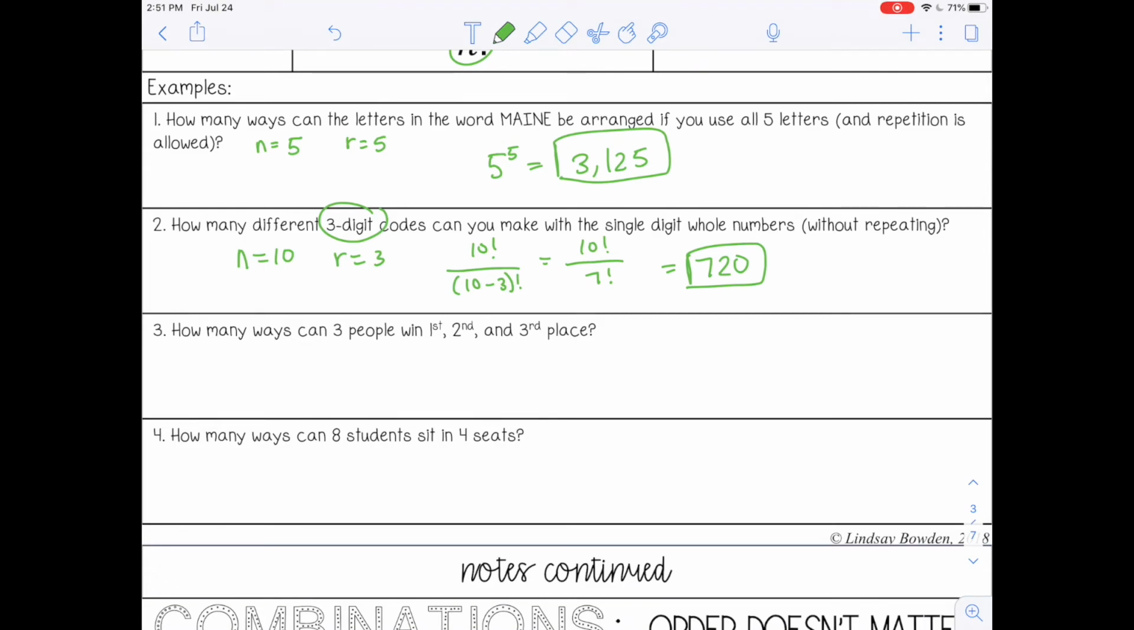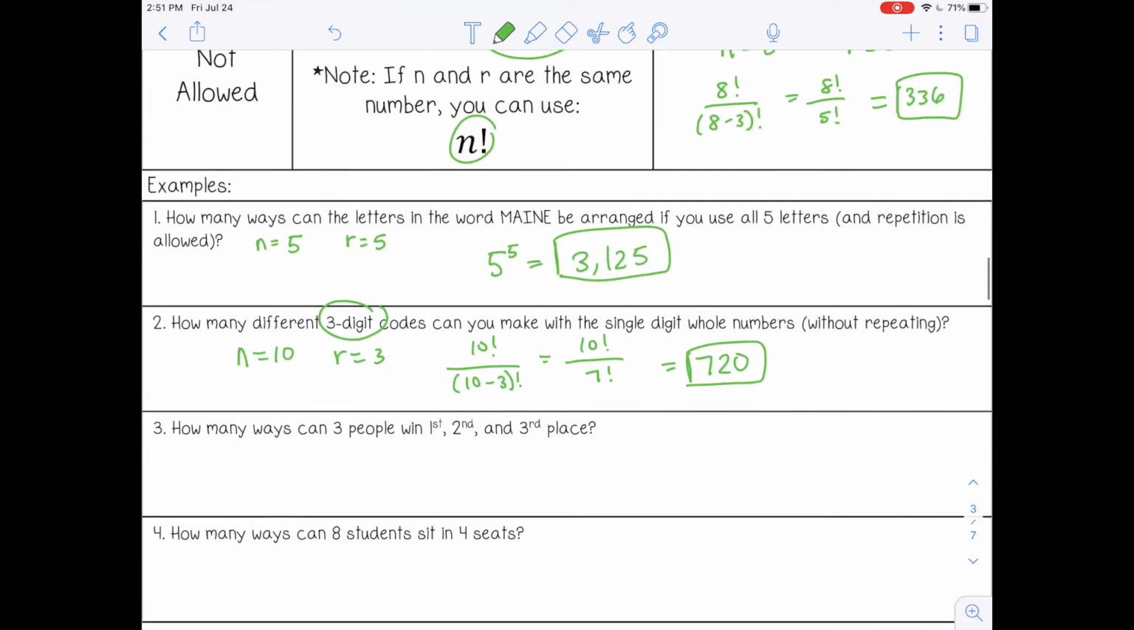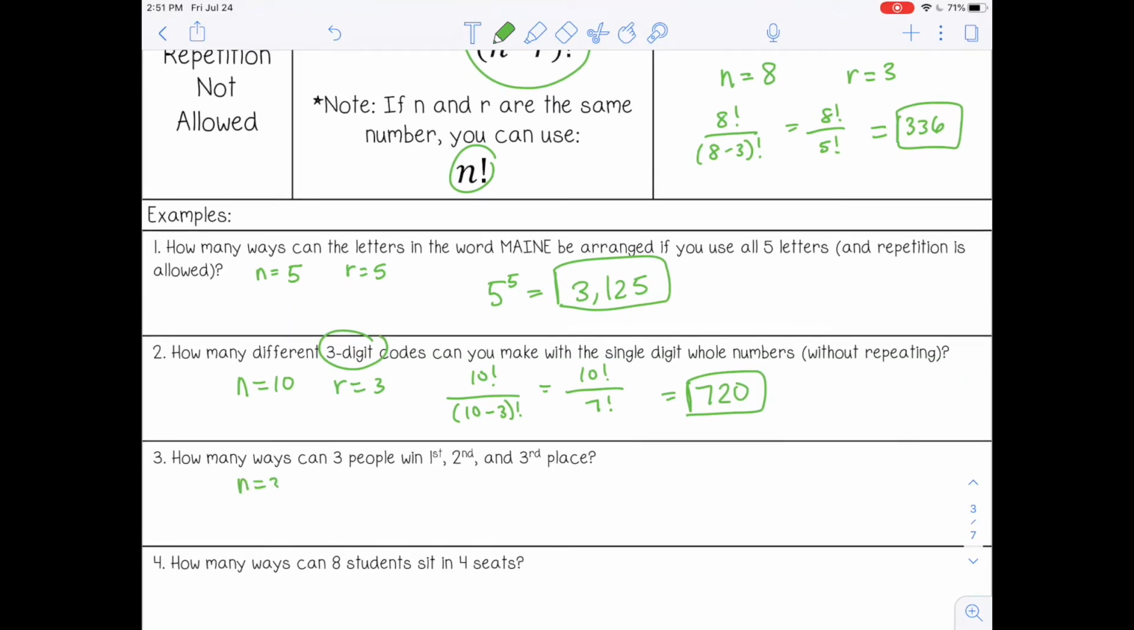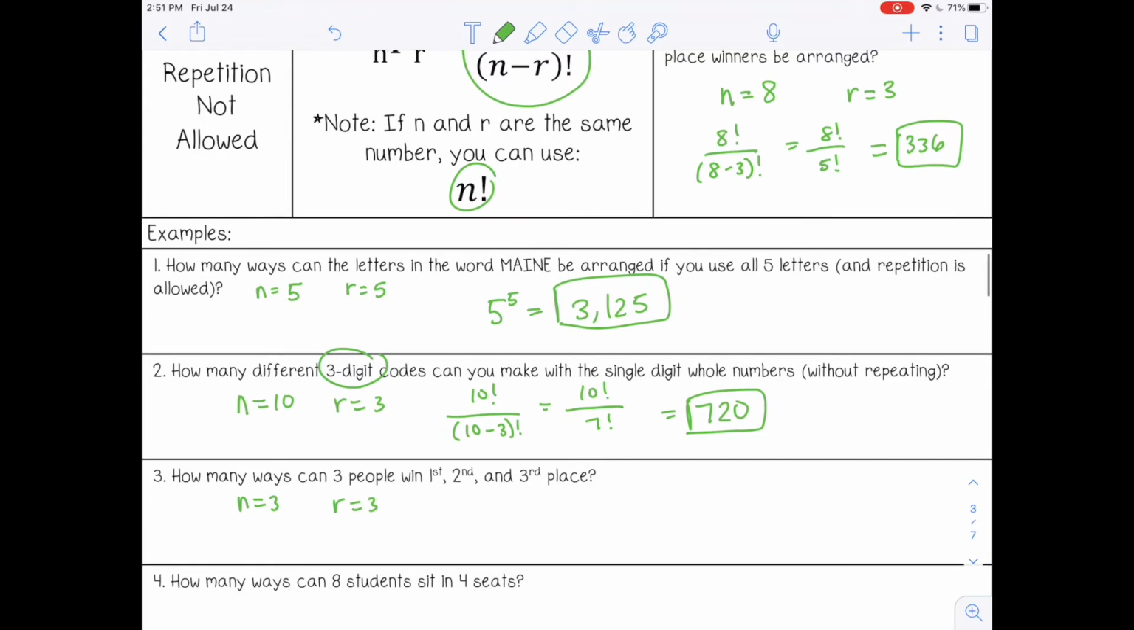All right, pause the video and try 3 and 4 by yourself. All right, and number 3, how many ways can 3 people win first, second, and third place? Okay, so repetition will not be allowed here because the same person can't win first and second place. So I'm going to be using the bottom formula. So I have 3 people and there's 3 different places. So remember, if your n and your r are the same, you can just use n factorial. So I can just do 3 factorial, which is 6.